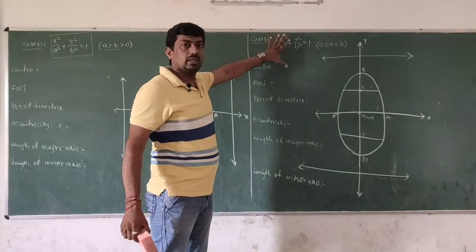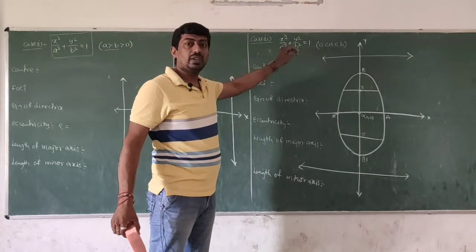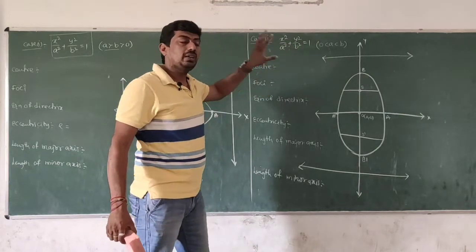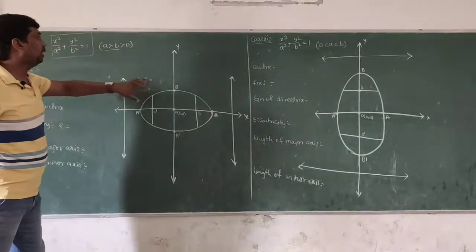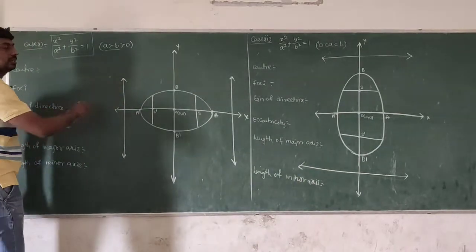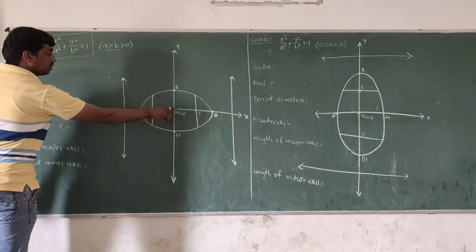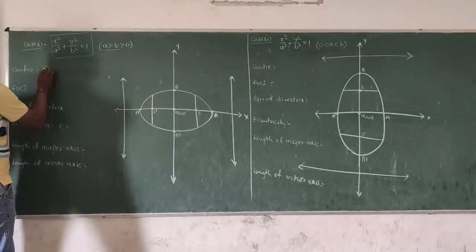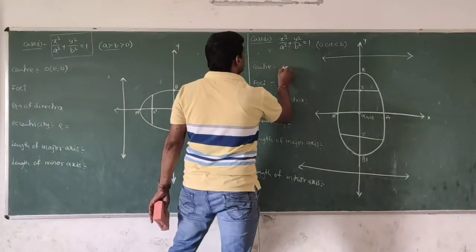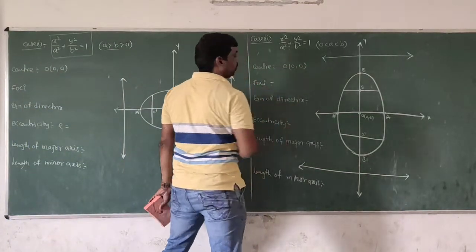Same form, but the values are changed. If a is small compared with b, then that is case 2. If a is big compared with b, then that is case 1. In both cases, there is no change in the center. For both cases, the center is the origin only, 0, 0.